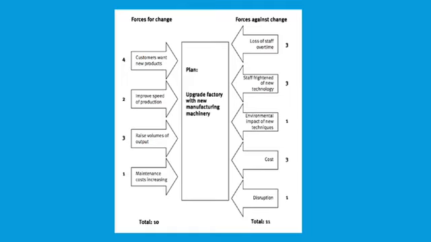Okay, so when it comes to application of this work, grade 12s, you want to make sure that you have a diagram similar to this. It doesn't have to be exactly like this, but you need to have a diagram where you have your problem at the center, you have your forces for the change on the one side with the ratings, you have the forces against the change on the other side with the ratings, and then at the bottom you have your score added up. So you must have a total score for your forces for the change, your total score for the forces against the change, and then you must indicate the decision that is being made. So in this case, the decision was we will not upgrade the factory with new manufacturing machinery. Why? Because the forces against outweigh the forces for.